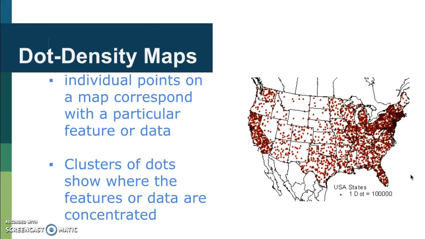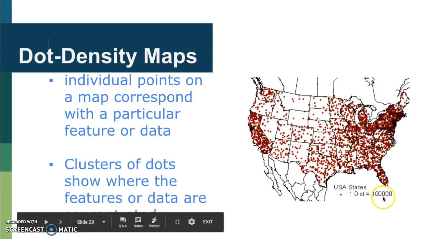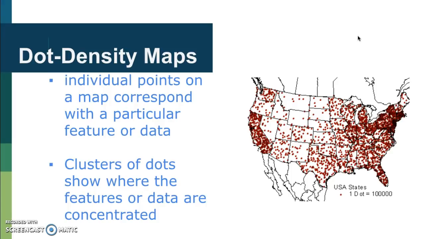Dot density maps. These are really neat to look at. Each dot is representing, in this case on this map here, each dot is representing 1 million. So the dots correlate with a particular feature or data, and we can eyeball a dot density map and see where that data is heavily concentrated.